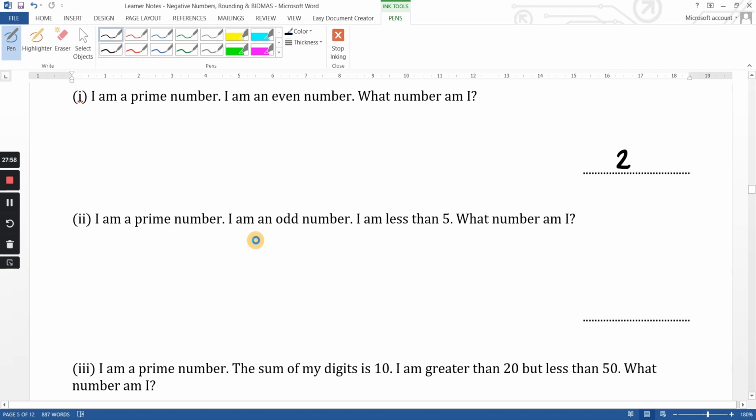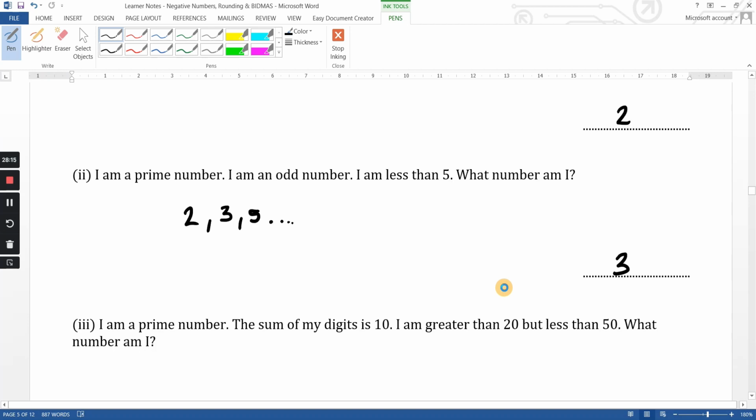I'm a prime number. I'm an odd number. I'm less than 5. Well, let's go up in our primes and I'll show you. It's 2, 3, 5, and so on. So it's got to be 3, isn't it? 3 is the only one that's odd and less than 5 at the same time.